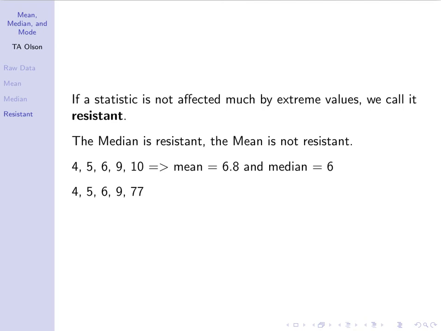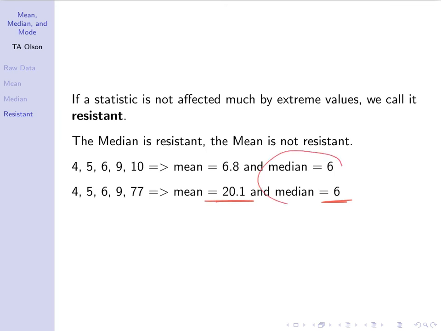Let's consider the similar data set, 4, 5, 6, 9, and 77. Here, again, this is ordered low to high. The median of this set is still going to be 6 because there's 2 data points to the right and 2 data points to the left. So the median doesn't change in this case at all. But the mean, we're going to add 77 into our addition. This data point is so much larger than the others, it's going to have a big impact on the mean. So let's do those calculations and see what we get. The median is 6. The mean is 20.1.